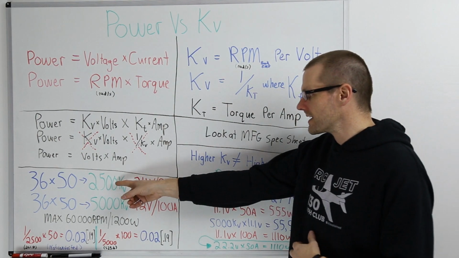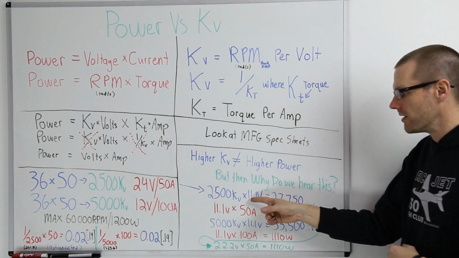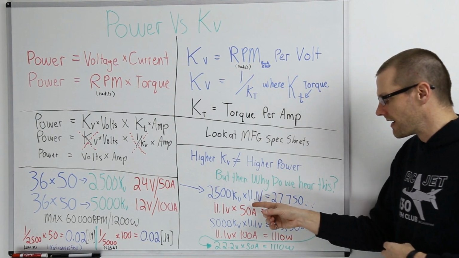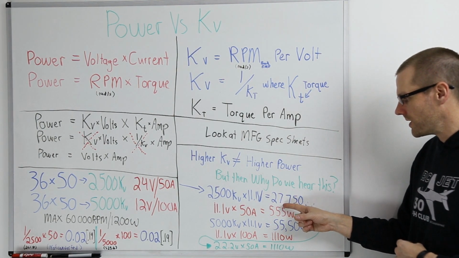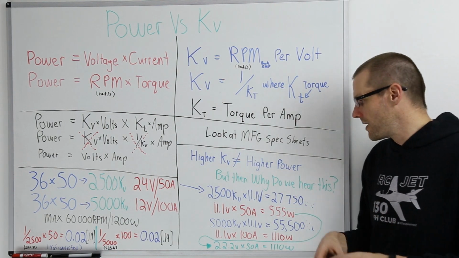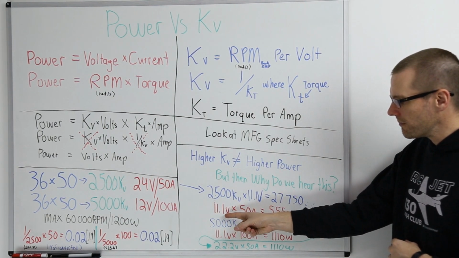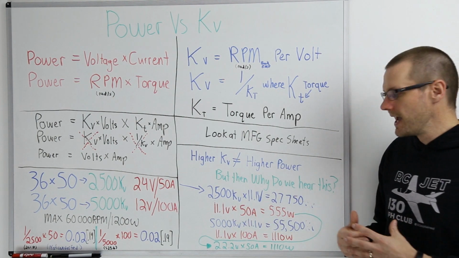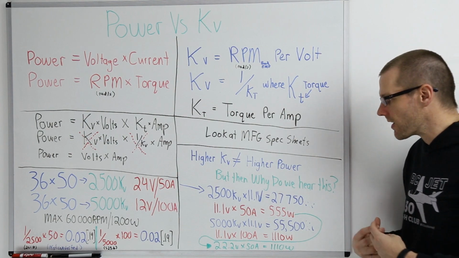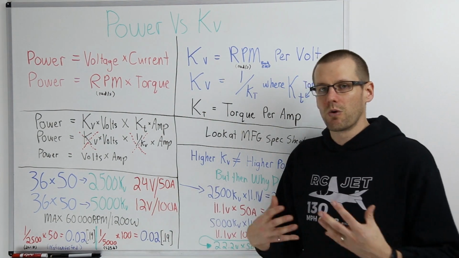We take that exact same motor of 2500 kV, we multiply it by a battery we're going to use, a 3S LiPo of a nominal voltage of 11.1 volts, and we're going to get 27,750 RPM. This is the RPM output on that motor. We take the voltage of 11.1, we multiply it by 50 amps, and we're going to get 555 watts of potential power output from our 1200 watt motor.